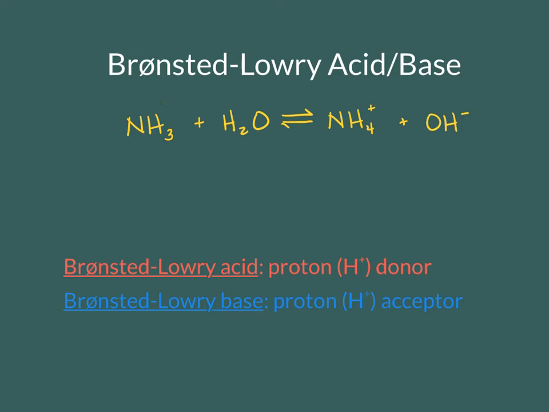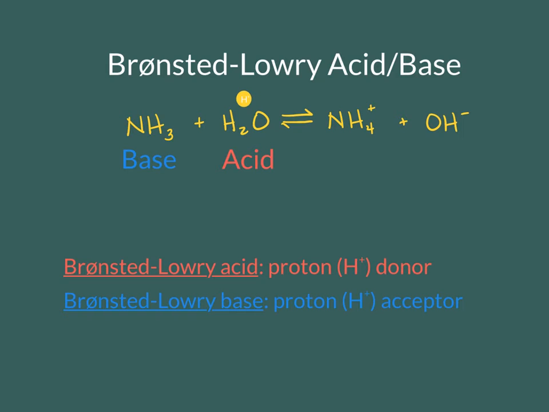Our NH3 on our reactant side becomes NH4 on our product side by accepting a proton or a hydrogen ion to go from NH3 to NH4. And since our NH3 accepted a proton, that makes it a Brønsted-Lowry base. Our water, on the other hand, went from H2O to OH by donating a proton or a hydrogen ion. So that makes water our Brønsted-Lowry acid.